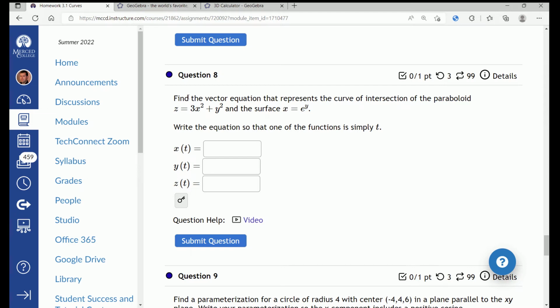And x, this is a surface. Well, these are both surfaces, so I just won't bother writing it. X equals e to the y. And then they say this little note is important. Write the equation. So one function is just t.